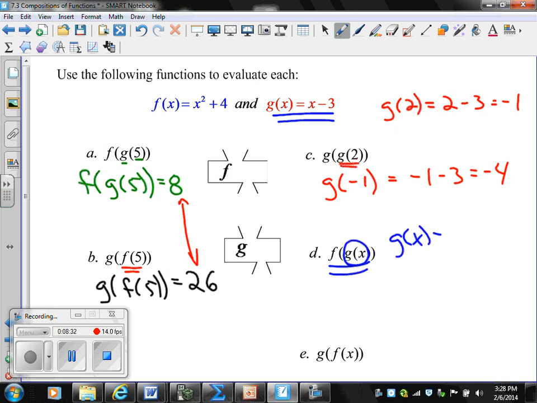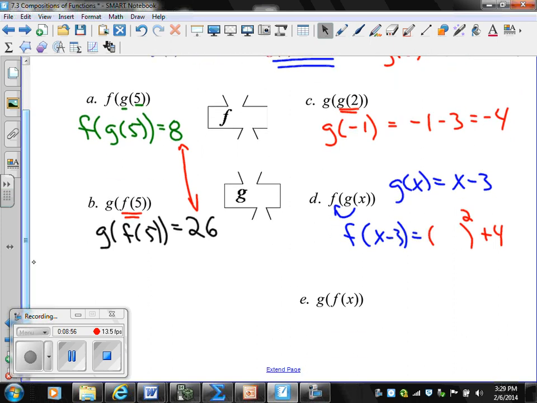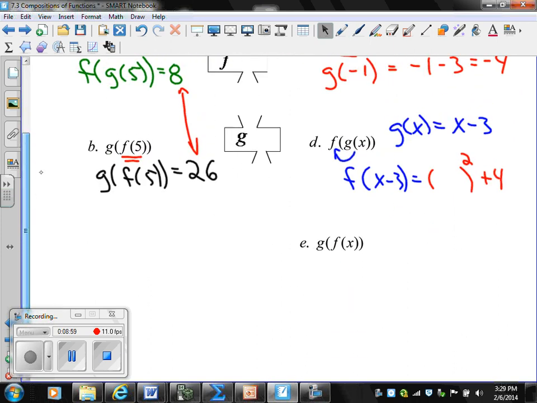And now here's what this is telling me to do. This is telling me to take X minus 3 and put it into F. So this is like saying find F of X minus 3. Well, I can do that, right? Because my F function just says take something, square whatever your input is, and add 4. So my input is X minus 3. I'm going to square that. That's double square, so X squared minus 6X plus 9. Plus that original 4 that was hanging out there.